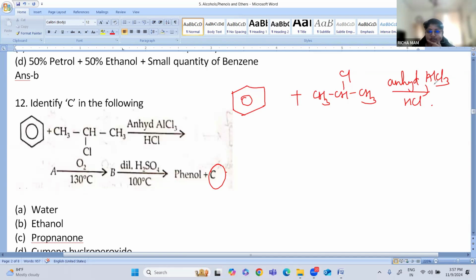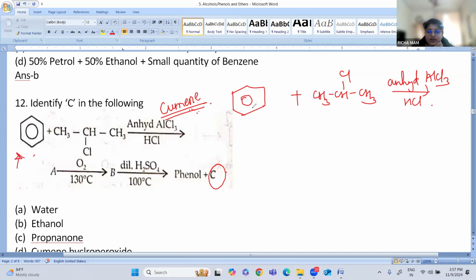So let us follow the reaction. This is a very important name reaction, that is the cumene synthesis. Preparation of phenol from cumene, a very important name reaction for board exams.